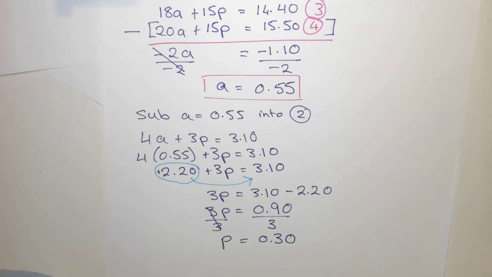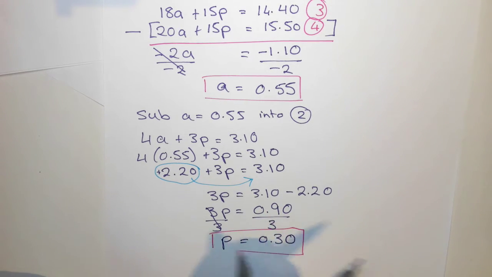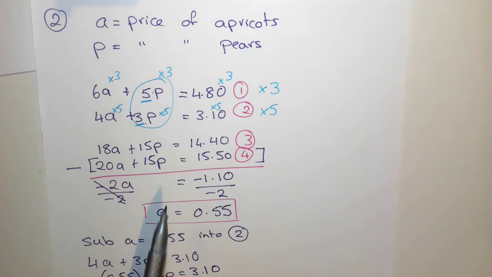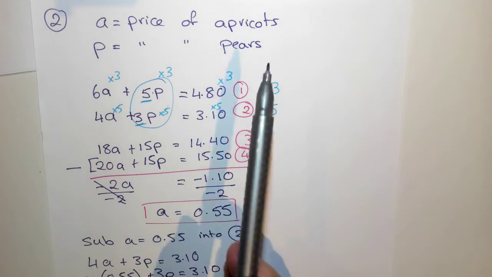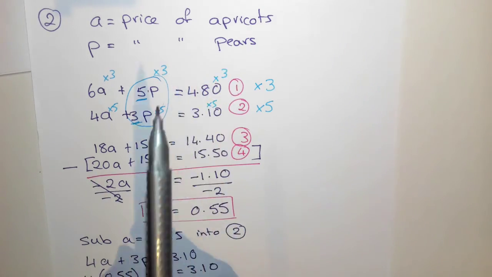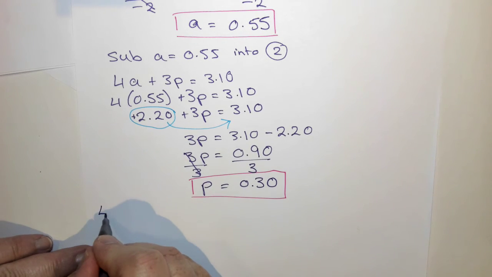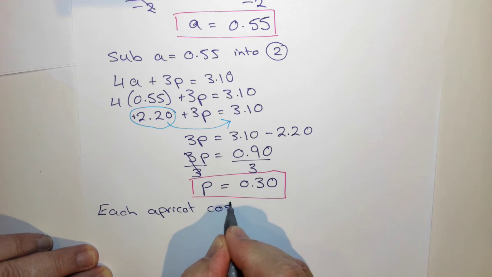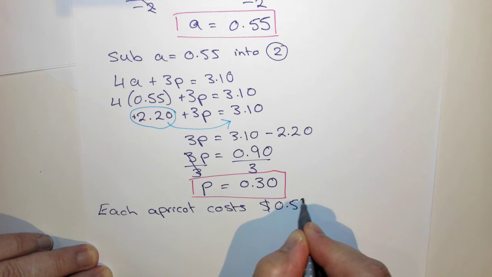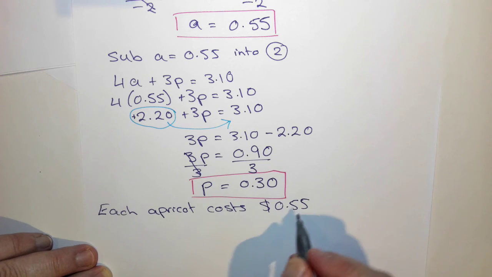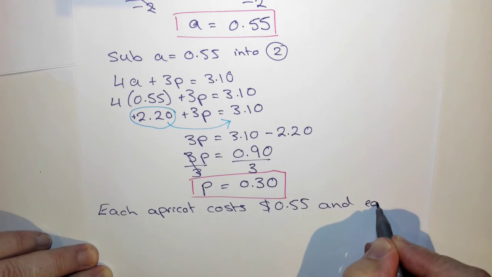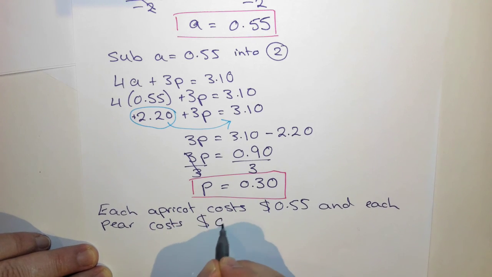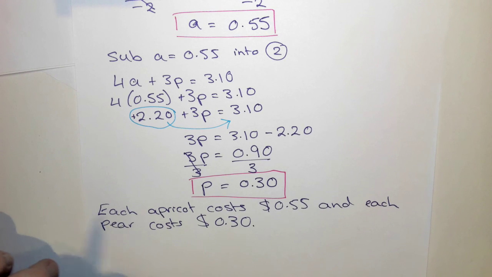So I've solved now and found my solution. So what is it, this P that I found? Well, P, remember, is the price of pears. So A is the price of apricots. So now I need to interpret that in a sentence. Okay, so I can say each apricot costs $0.55, and notice I've put the $ sign there because we're talking about a price, and each pear costs $0.30 or 30 cents, and there's our solution.